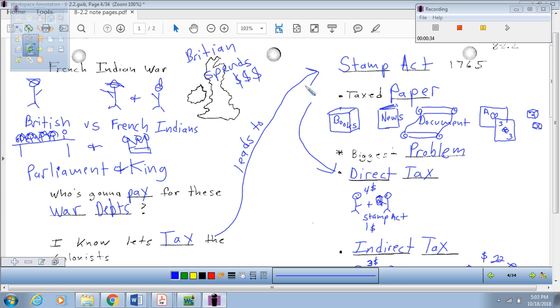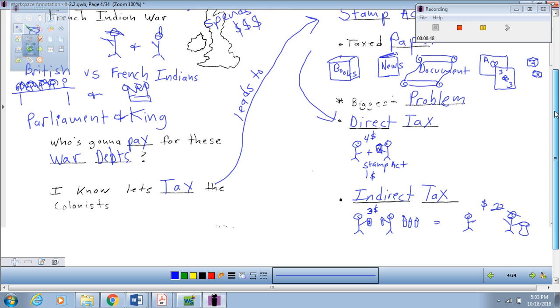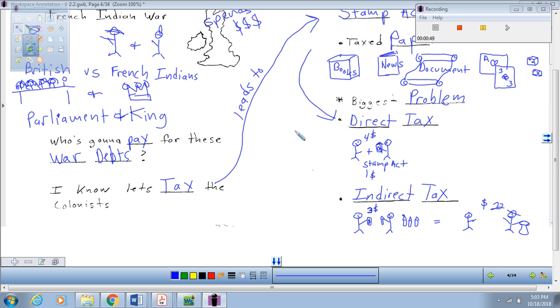Now, the Stamp Act placed a tax or duty on all paper in the colonies. The biggest problem with the Stamp Act was that it was a direct tax that the colonists had to pay on top of the price of the paper that they were buying. They were not used to direct taxes.